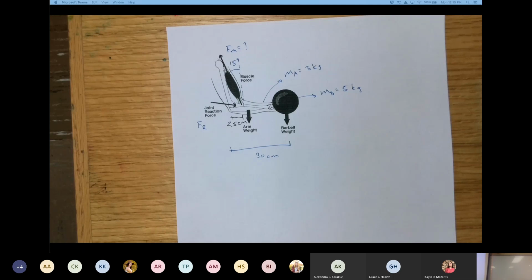So be careful because this force is not at the joint. It's 2.5 centimeters in front of the joint. Yeah, so a couple of things. The angle is also to the other direction. And it's 2.5 centimeters in front of the joint. So the direction is fine, but this force is not at the joint. It is 2.5 centimeters in front of the joint. Okay.